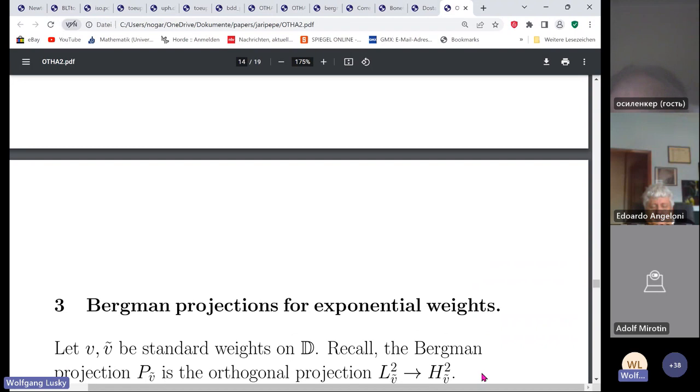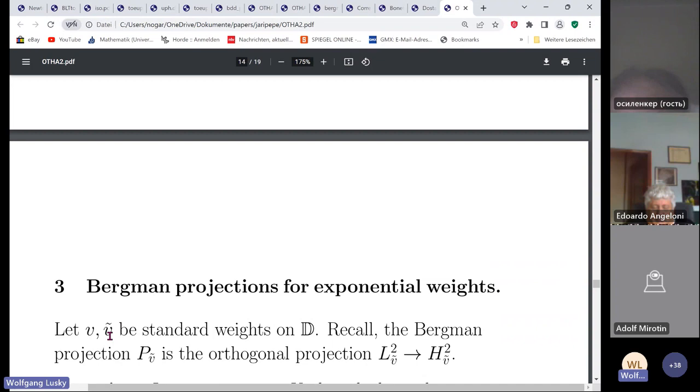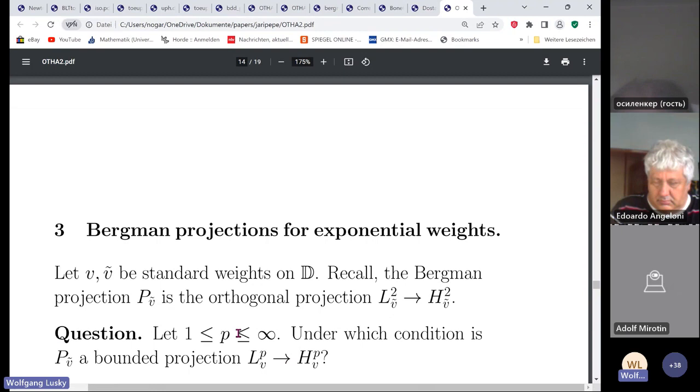Now let me recall, if we take a standard weight V tilde on D, then P sub V tilde is the orthogonal projection from L sub V tilde 2 to H sub V tilde 2. And we had this defining integral, which sometimes might even exist if the element does not come from L sub V tilde 2, and might reproduce even a bounded function. So the question was under which condition for p different from 2 does P sub V tilde become a bounded projection, and we might even change the corresponding weight. And here we just concentrate on standard weights again.